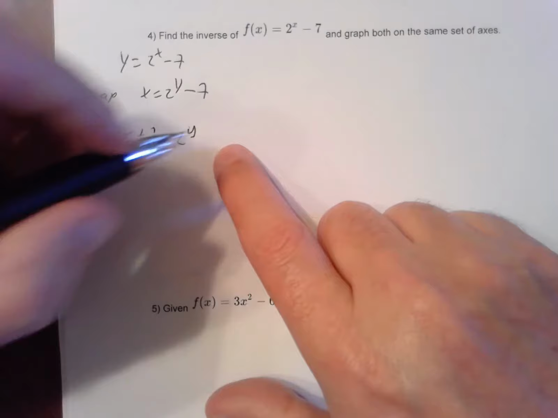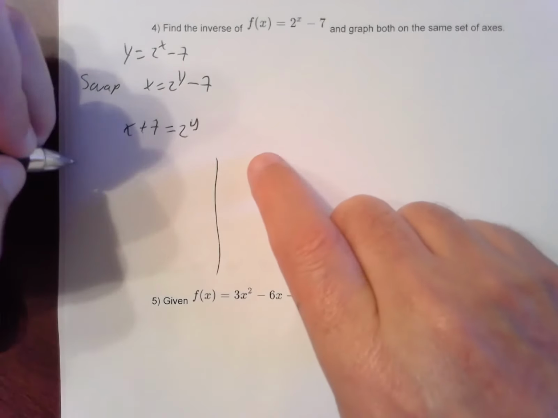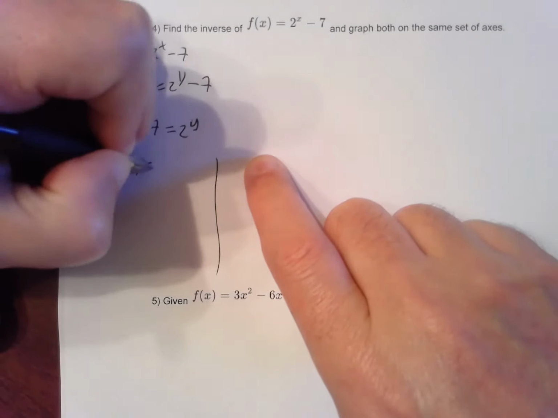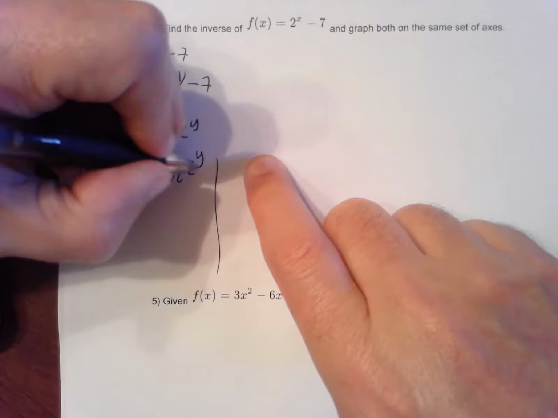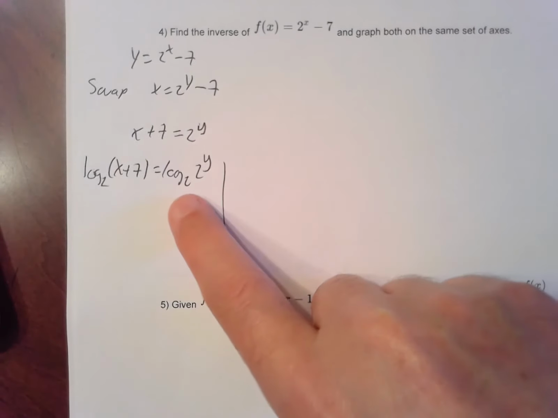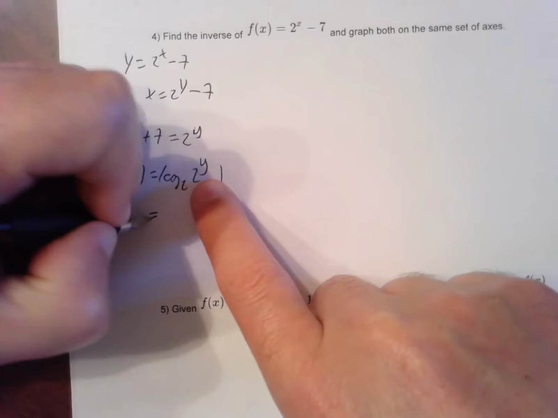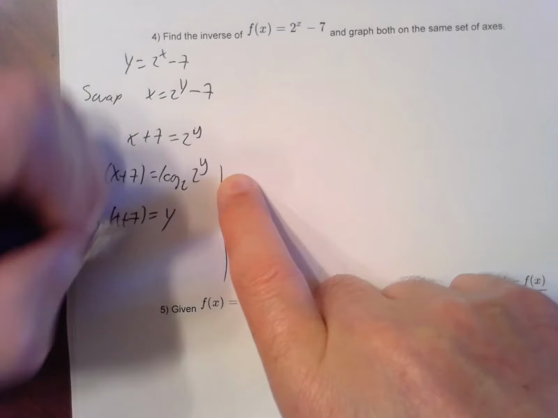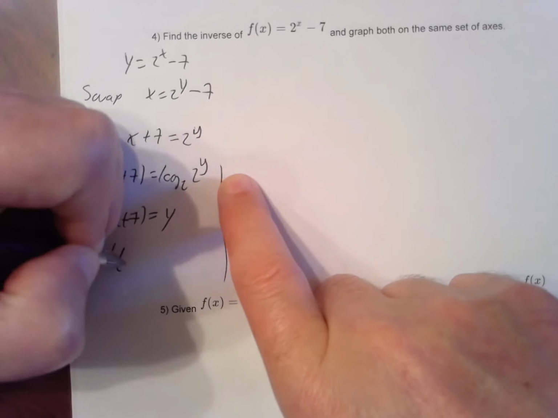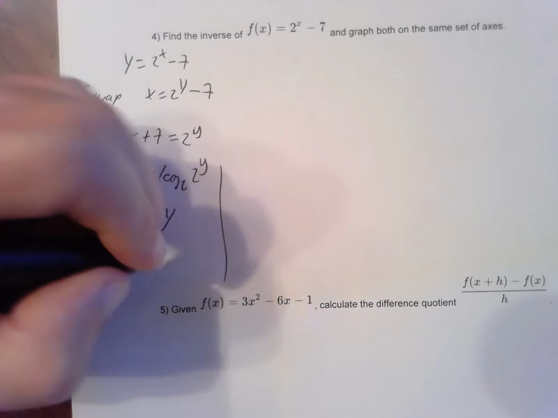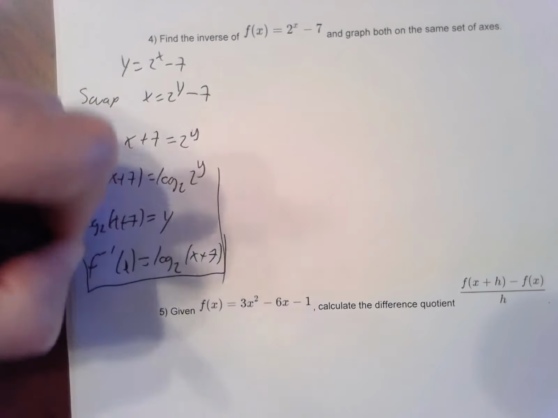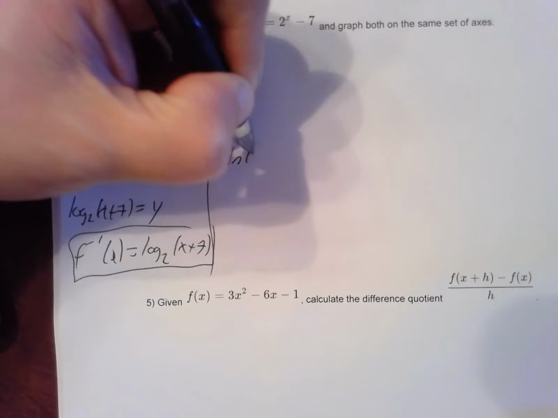So right here is where we're going to make a decision. So I'll do it two different ways. I'll use log base 2, because that's the base I already have. Over here, log base 2 of 2 to the y, those cancel, we just get y, and we're done. That's why I think that's the cleaner way. F inverse then of x is log base 2 of x plus 7. You're done.